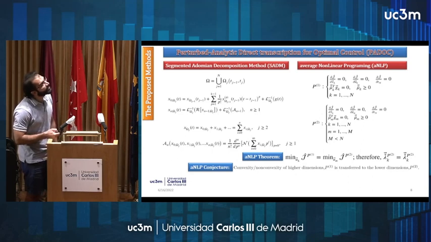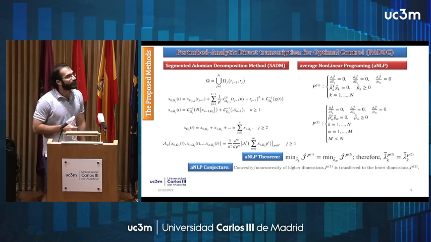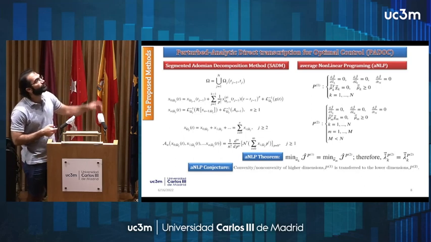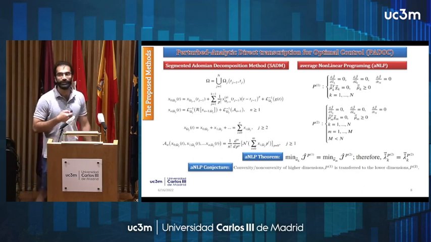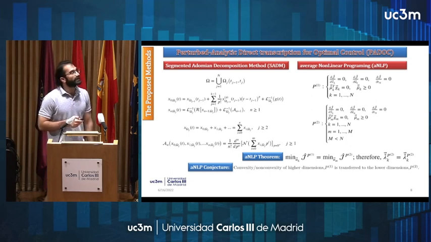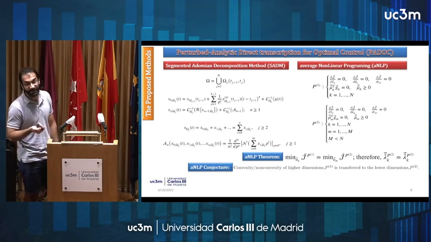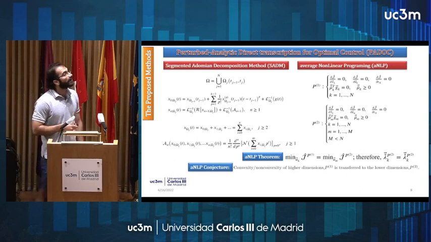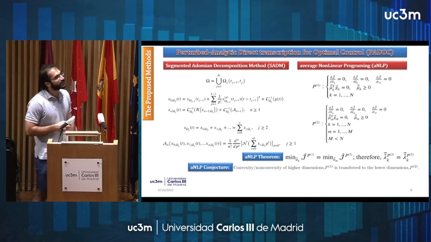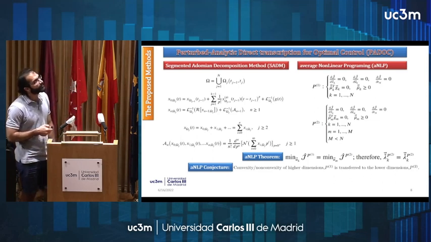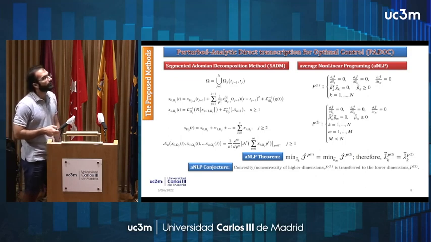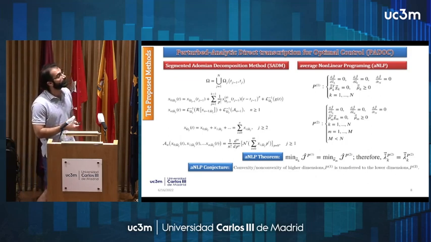ANLP, average nonlinear programming, can be explained by considering two problems, problem 1 and problem 2. Problem 1 is to generate a distributed control, and problem 2 is to generate staircase solutions. The ANLP theorem asserts that if the minimum of problem 1 is equal to the minimum of problem 2, then this should hold also for the multipliers.